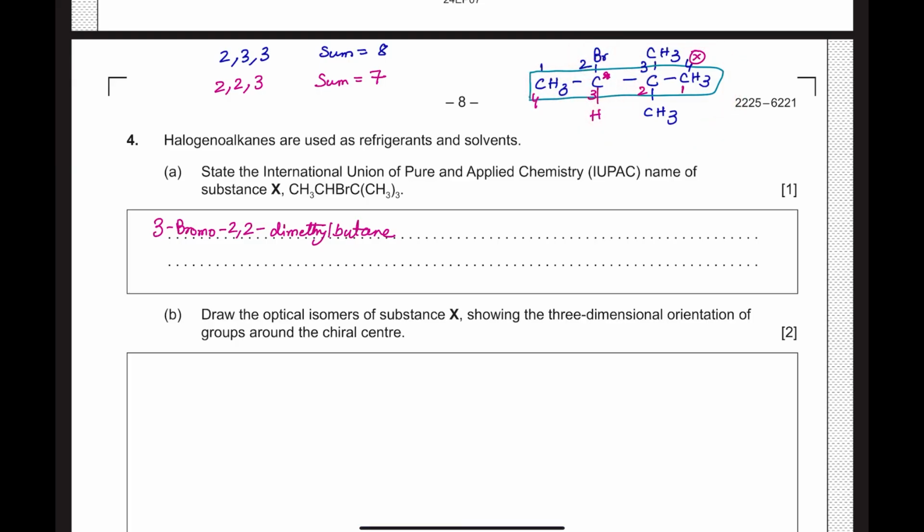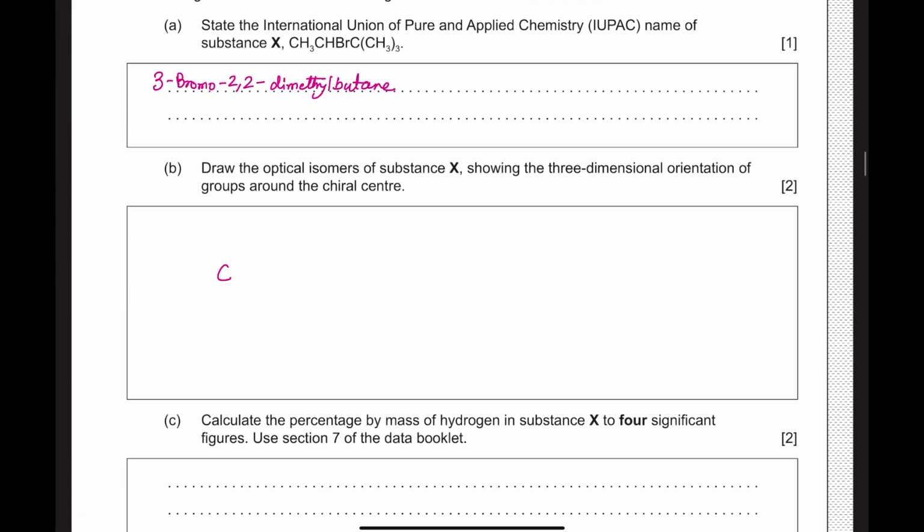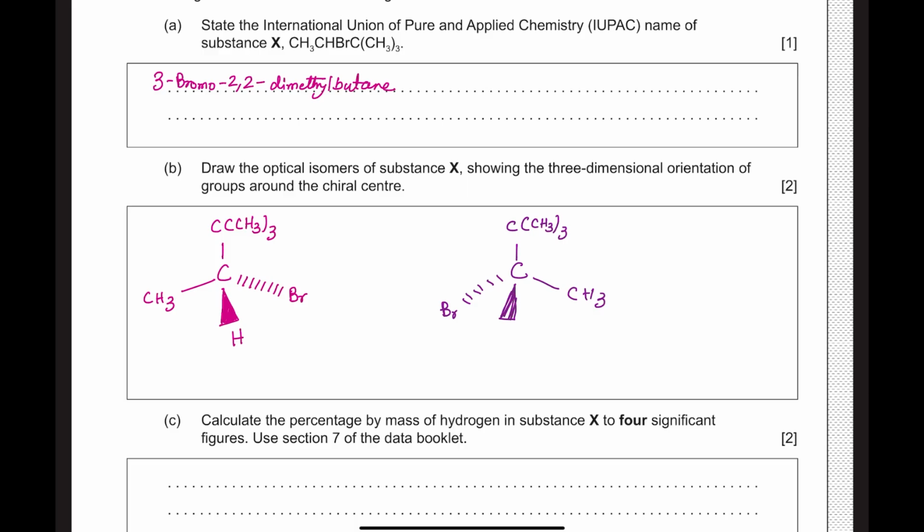Now we draw this. Let's fix this bigger group on top. You can fix CH3 here. And then first you can draw Br on your dash and hydrogen on your wedge. Now for the other isomer, you just have to take a mirror image, right? So this thing remains on top, there is no change. CH3 will come on this side, Br will go this side, and hydrogen will be here. So these are the two optical isomers of substance X.